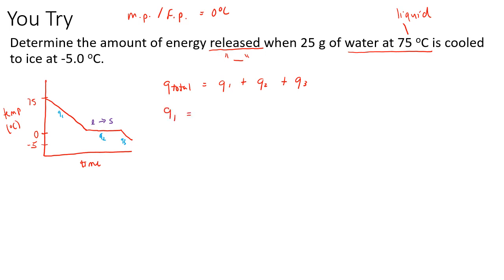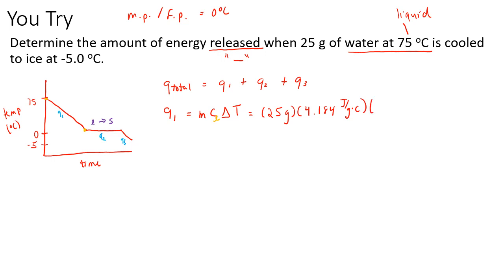Calculating the energy that's associated with lowering the temperature of water from 75 to 0 degrees Celsius is going to be Q1. So we started at 75, and then finally we had liquid water still at 0 degrees Celsius. So we'll use MC delta T to calculate the energy change. Our mass of water is 25 grams. Our C is the specific heat for liquid water because that's our state. So 4.184 joules per gram degrees Celsius.